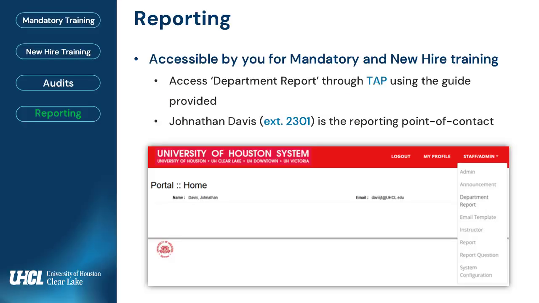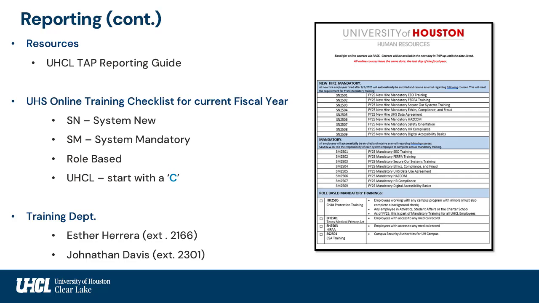Now let's talk about reporting. All CBAs and DBAs have access to mandatory and new hire training reports through TAP. You will access the department report through TAP using the guide provided, and Jonathan Davis will be your reporting point of contact. Resources to help you pull reports are the UHCL TAP reporting guide and the UHS online training checklist for the current fiscal year.